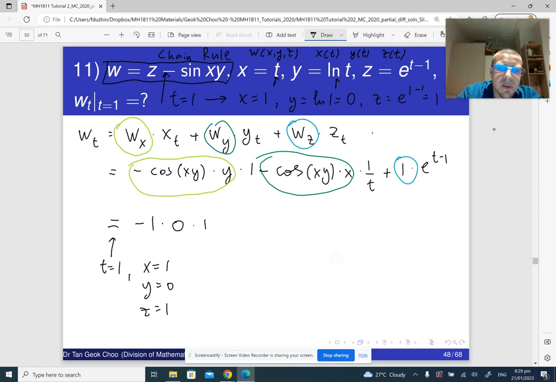Minus cosine, again cosine 0, which is just 1, times X is 1, times 1 over t, which is 1 divided by 1, plus 1 times e to the 1 minus 1. This is just 0 minus 1 plus 1, which is 0. So 0 is the answer.